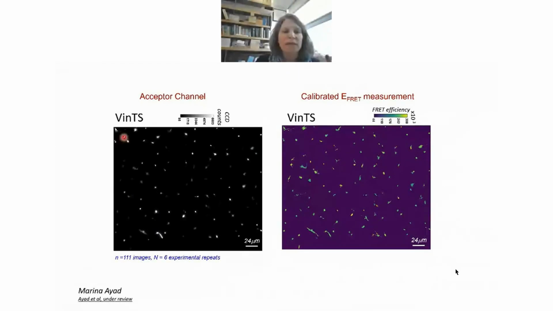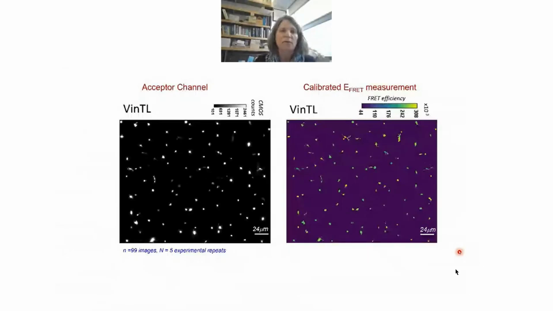What you're looking at here is a montage of 111 images of growth cones collected from our neurons. On the left-hand side, you're looking at the acceptor channel signal, which tells you the expression of VinTS in these growth cones. On the right-hand side is a calibrated FRET efficiency measurement in these growth cones. And we've repeated that in another 99 images of growth cones expressing VinTL, this tailless VinTS probe that lacks the actin binding domain.